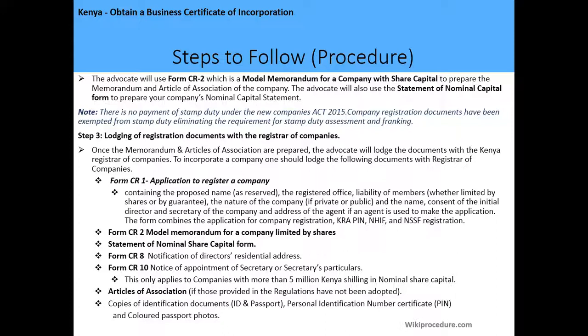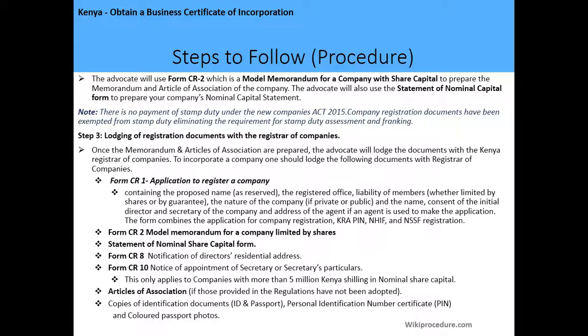incorporate a company, one should lodge the following documents with the registrar of companies: the CR1, which is the application to register a company, containing the proposed name as reserved, the registered office, the liability of members, whether limited by shares or by guarantee, the nature of the company, if private or public, the name and consent of the initial directors and secretary of the company, and the address of the agent if an agent is used to make the application. And the form combines the application for company registration, KRA PIN, NHIF, and NSSF registration.